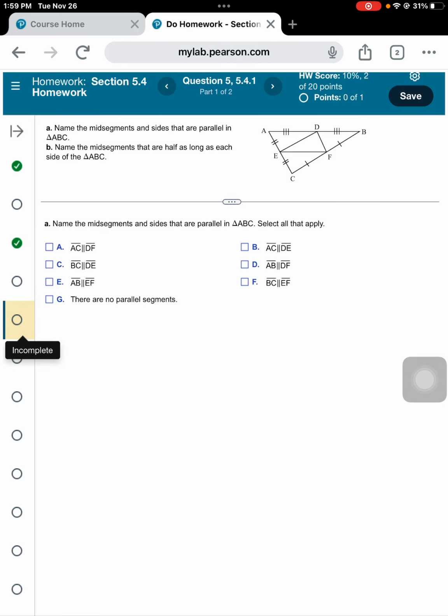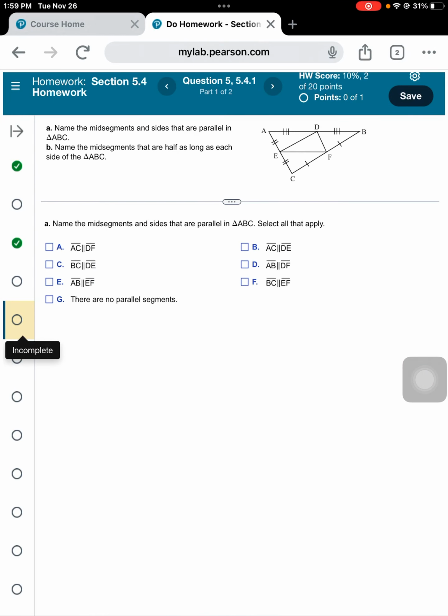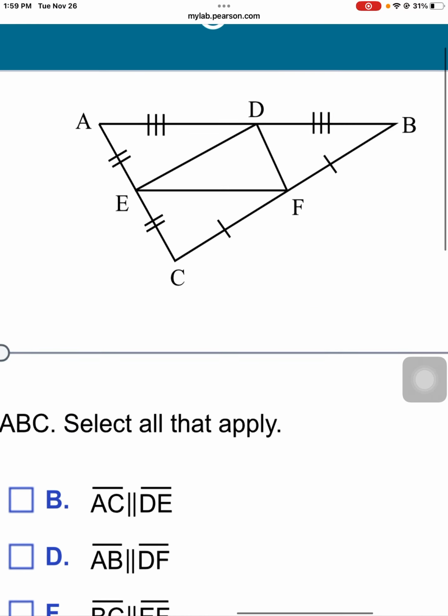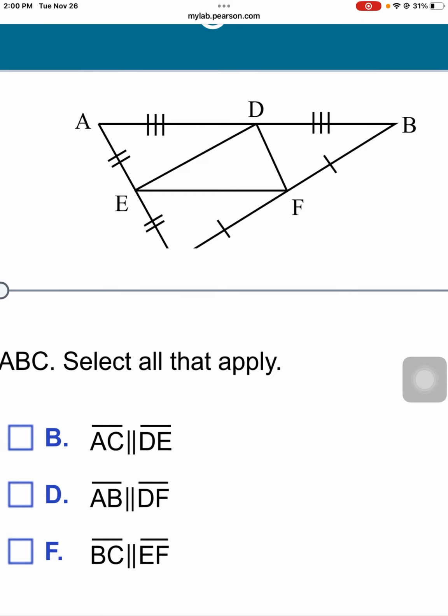What is a midpoint? We already know that one. Okay, so let's take a look here. Name the midsegments and sides that are parallel in ABC. Well, we have that EF is parallel to AB.